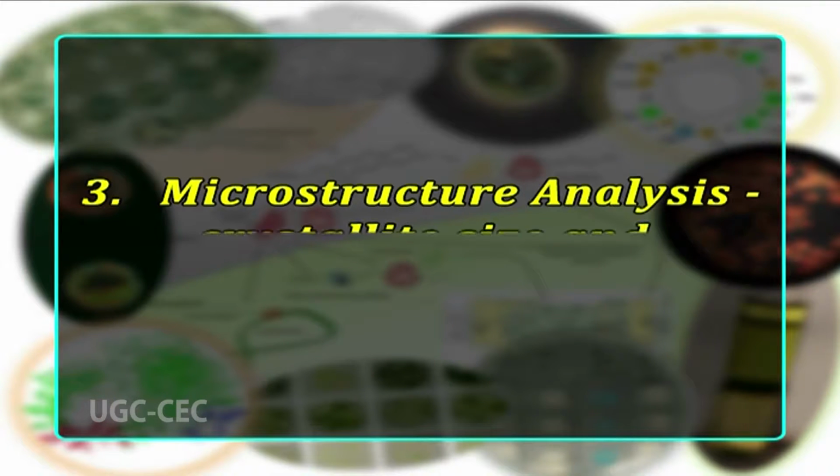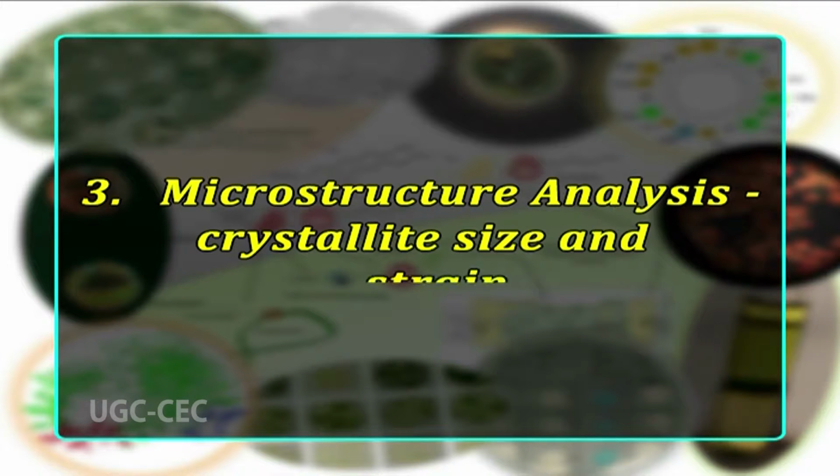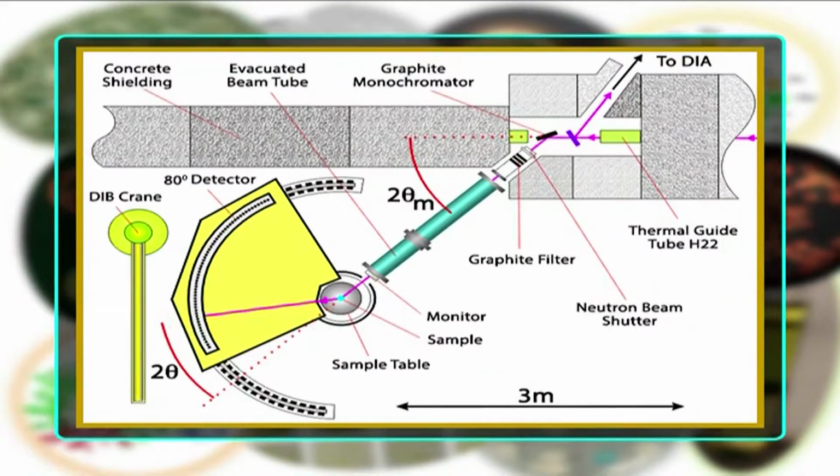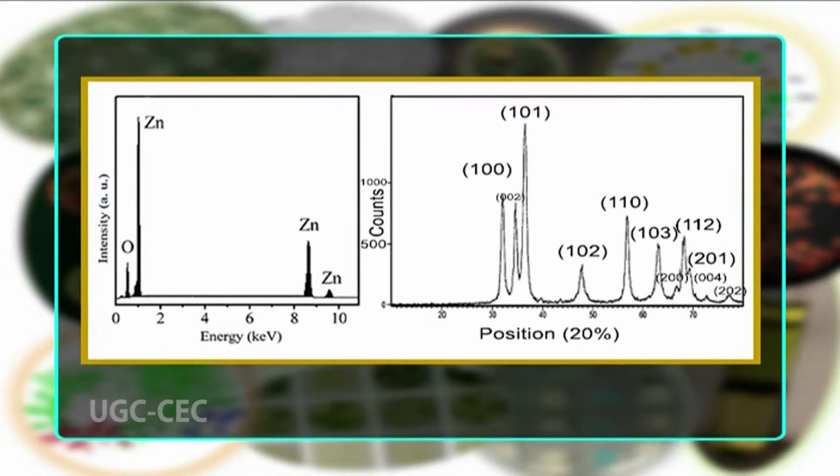XRD analysis can be done for microstructure analysis, where the crystallite size and strain are determined. The width and the shape of the peaks in a powder pattern are determined by many factors, including contributions from the diffractometer and specimen. Once the instrumental factors are understood by measuring a sample having no size or strain broadening, the crystallite size and the microstrain can be determined from experimental peak widths.